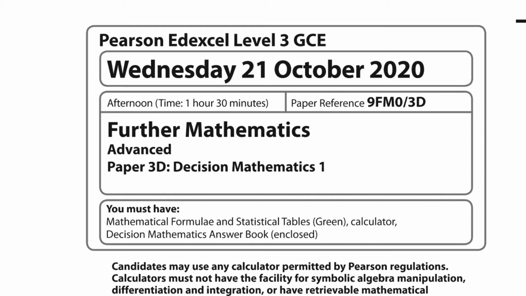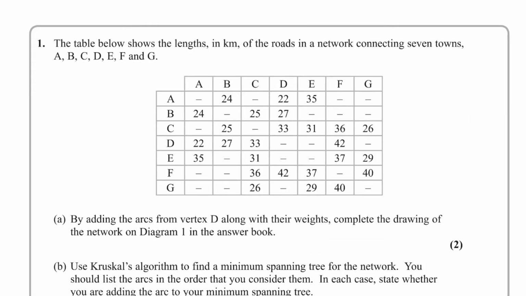This is the Edexcel A-Level Further Maths Paper 3 covering the Decision 1 module, and it's from the October 2020 series. Question number 1. The table below shows the lengths in kilometres of the roads in a network connecting 7 towns A, B, C, D, E, F and G. And that's what we see here.